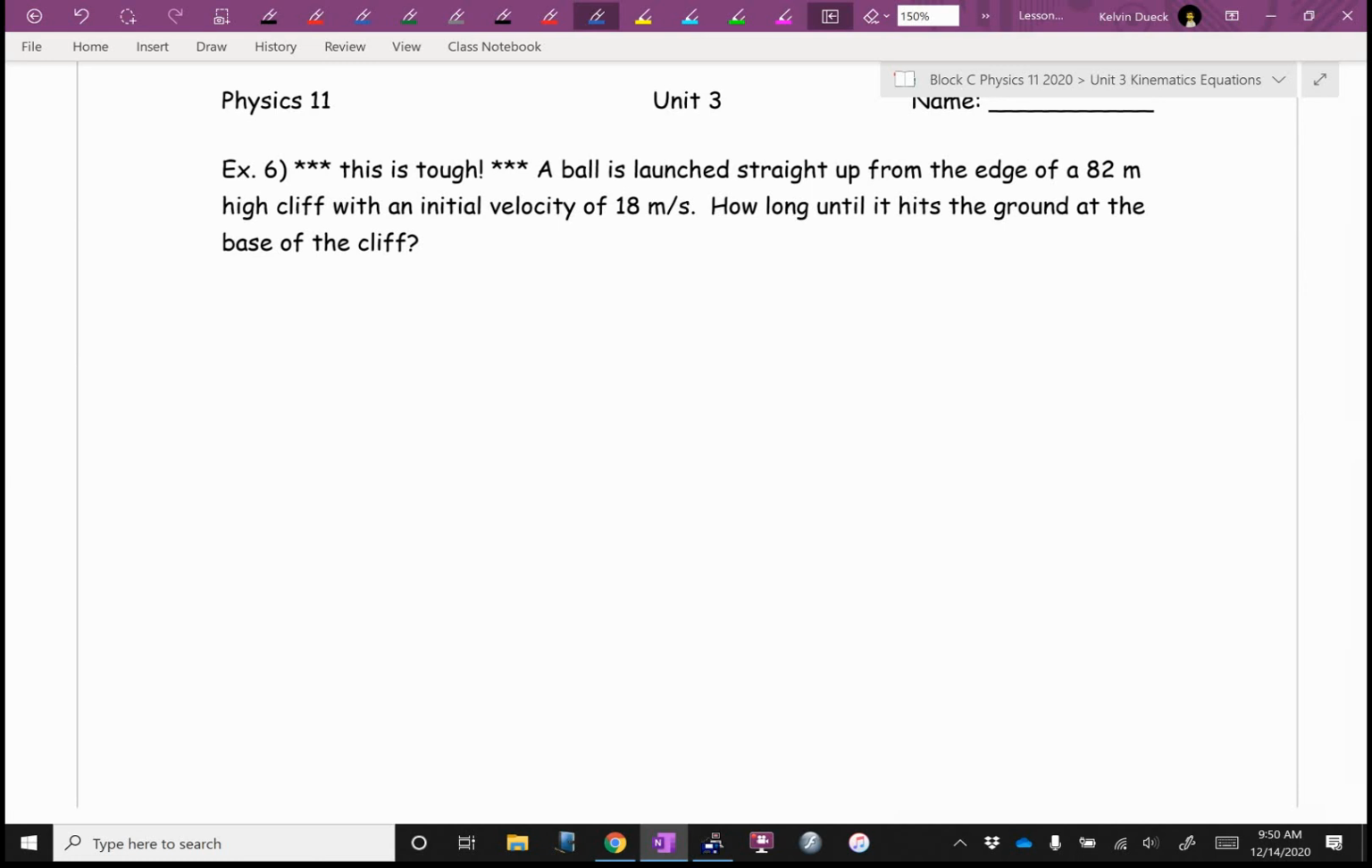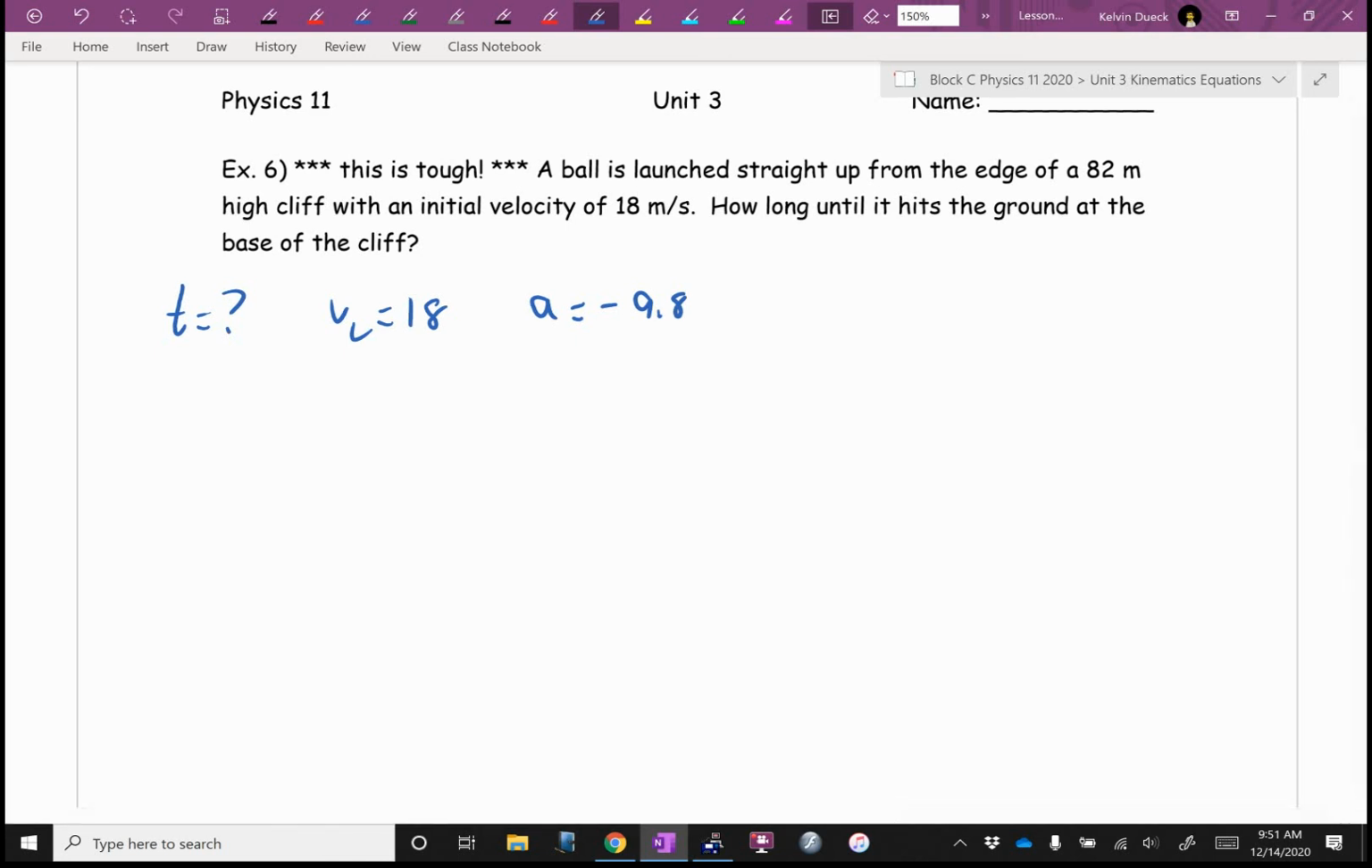Read the question and then say to yourself, self, what's this question asking me to find? Sophia, what is this question asking me to find? Time. What's the 18? It's meters per second. So VI or VF? VI. Are we in free fall? A is negative 9.8. What's that 82?